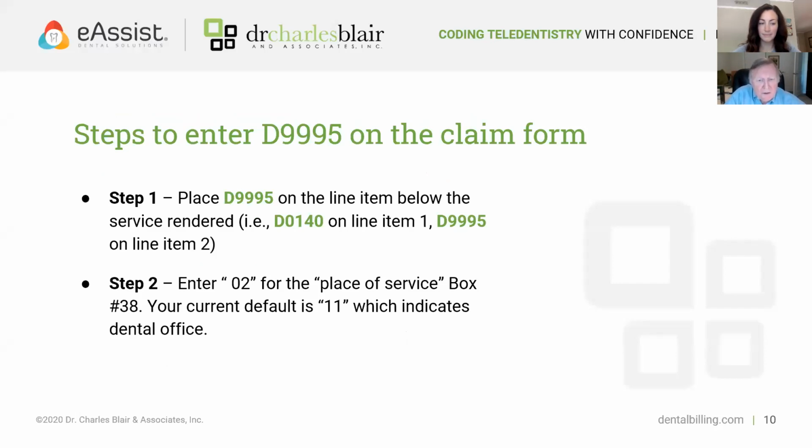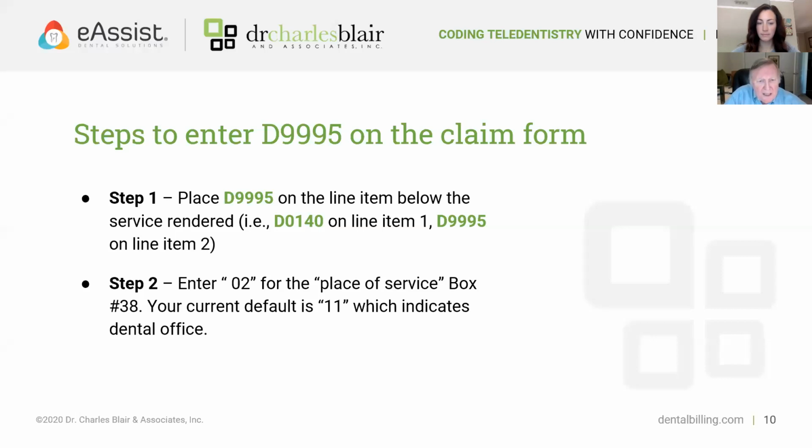How do we put this on the claim form? The ADA has given us instructions. Basically, we place 9995 on the line below the service that we rendered. I'm using here as an illustration code 0140, the problem-focused exam, and later we'll find that's probably the best code to use, so I'm using that in this example on this slide. And then we put 9995 on line item number 2.